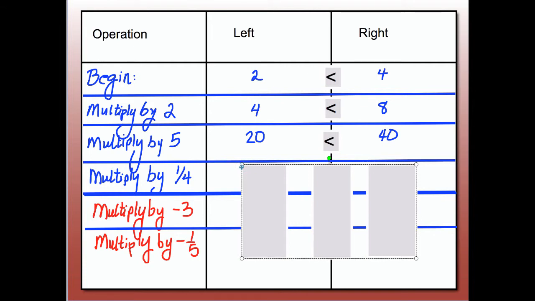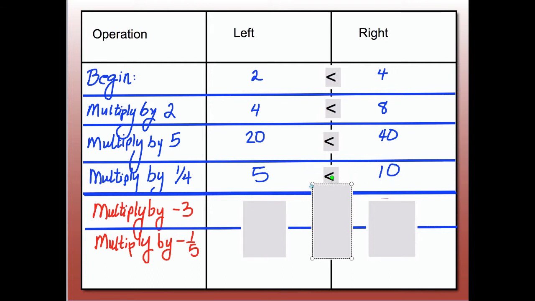Okay? So 20 times 1/4 is 5. 40 times 1/4 is 10. So we see that 5 is less than 10, and everything's fine.